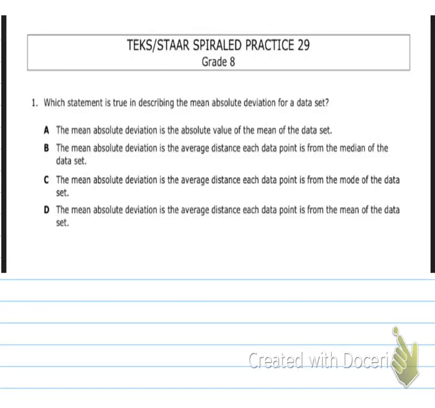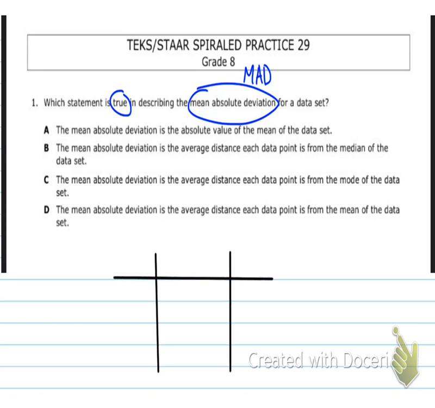All right, so big keyword here: mean absolute deviation. So what is true about that? Unless you actually know how to find what we call the MAD, this is going to be a very difficult question. So to find the MAD, this is how the general setup works. You have one part that's going to represent the data. You have another part that's going to be the mean. And you have a third part that's going to be the absolute difference.